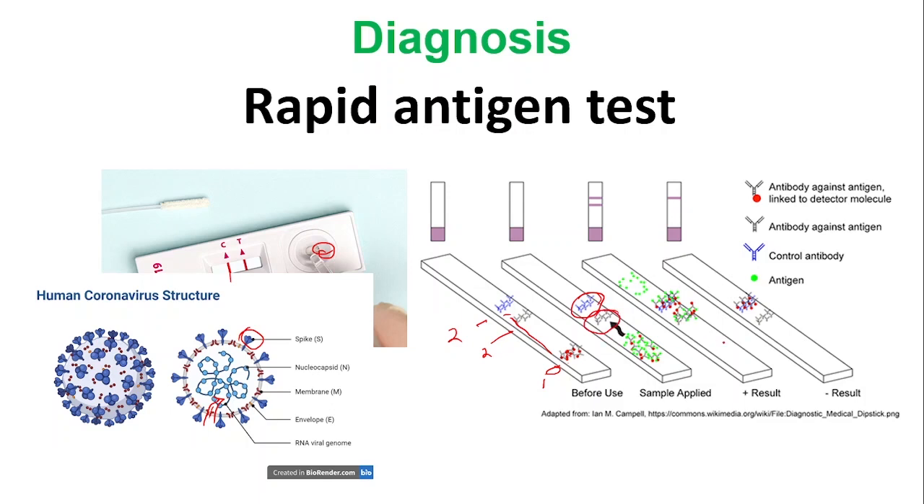So if we have coronavirus antigen, these two lines will come out. This is control and this is test. But if we don't have coronavirus, only one control line will come out. So this is how we test using the rapid antigen test.